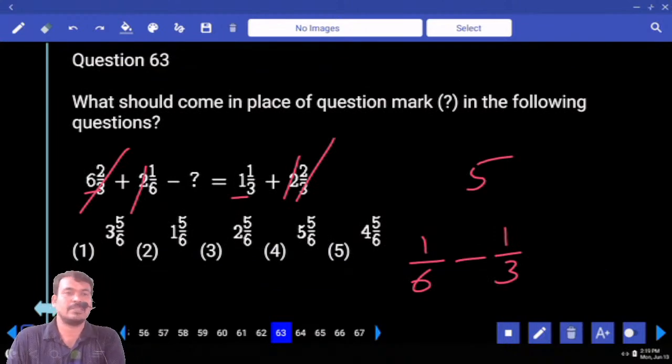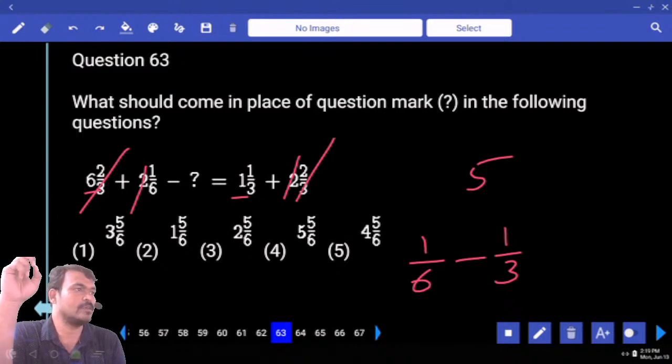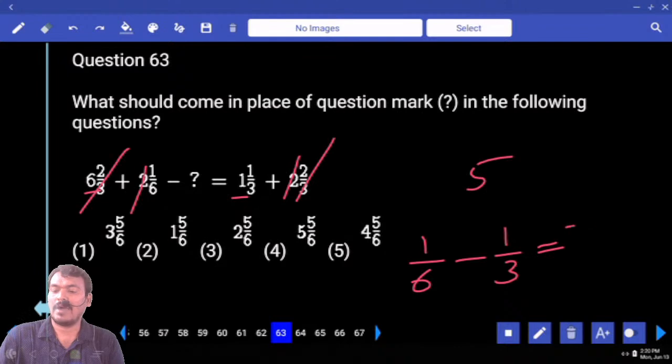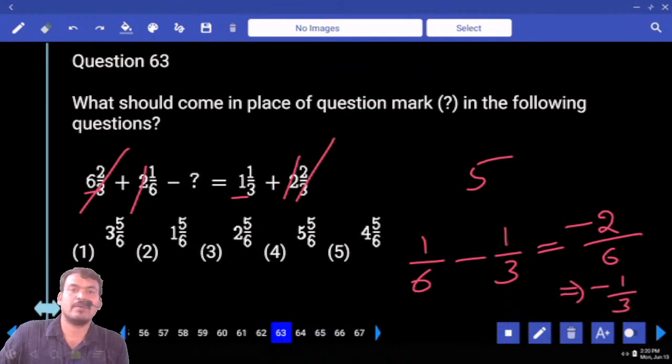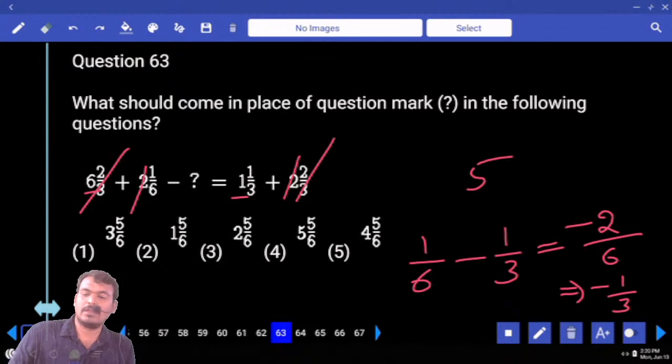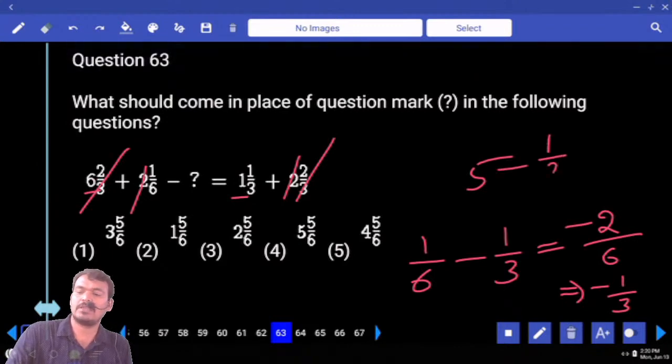1/6 minus 1/3 means the LCM is 6. 6, how many times? 1 time. 3, how many times? 2 times. It will be -2/6. -2/6 means -1/3 or plus 1/3? -1/3. What is the total answer? 5 minus 1/3 or 5 plus 1/3? 5 minus 1/3. Which option?